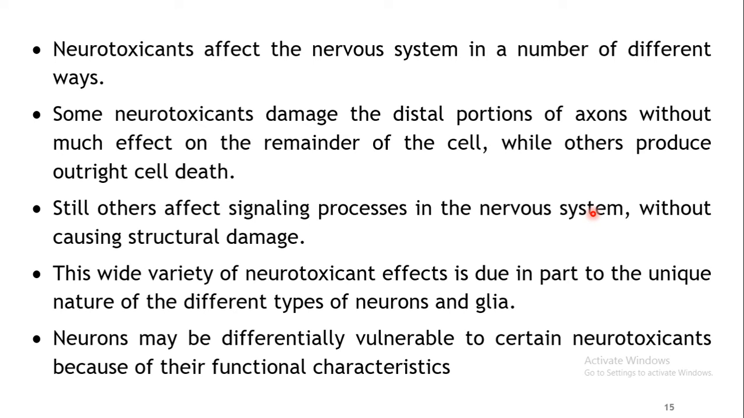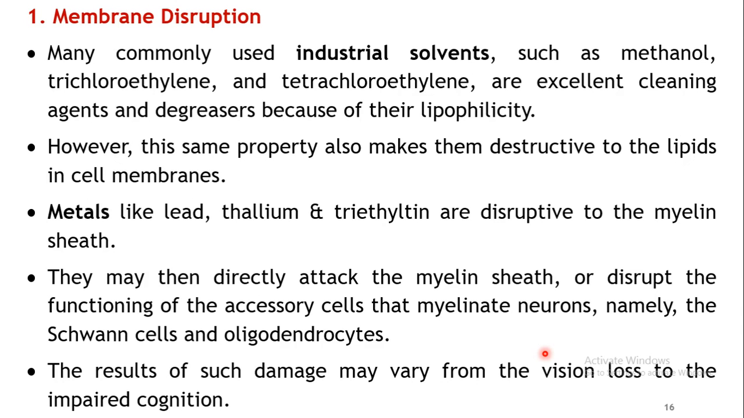Which part of the nervous system is getting affected is totally variable depending upon the type of neurotoxicant which is acting. A particular neuron may be differentially vulnerable towards the toxic effects of certain neurotoxicants, so it is characteristic of that particular neurotoxicant. Now coming to the different types of damage which can be caused to the nervous system, the first one is the membrane disruption.